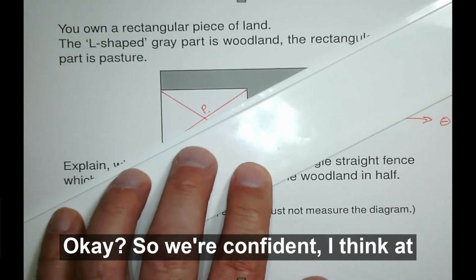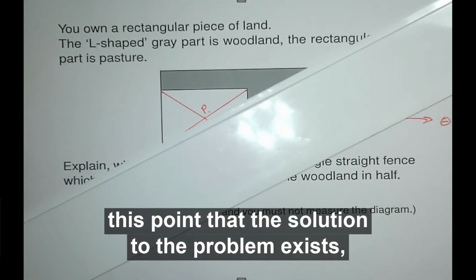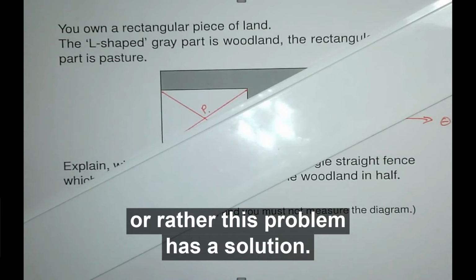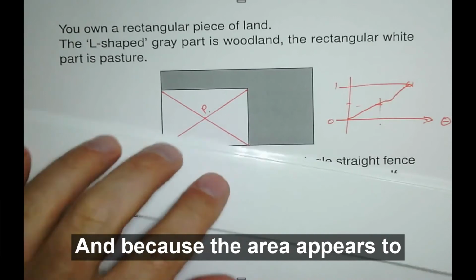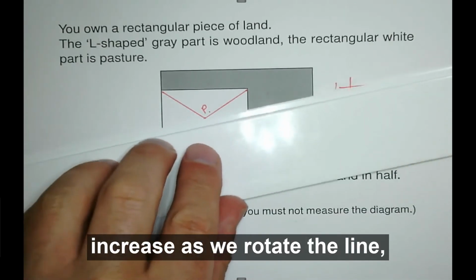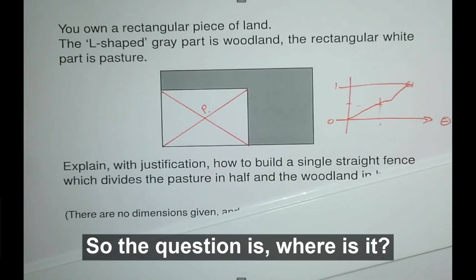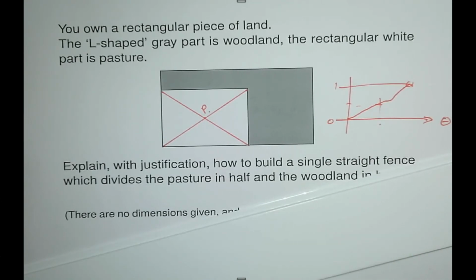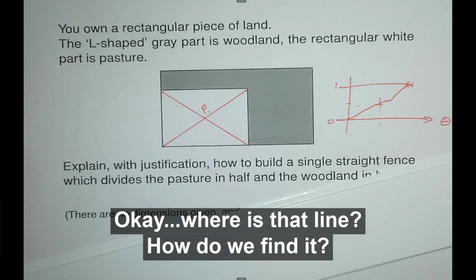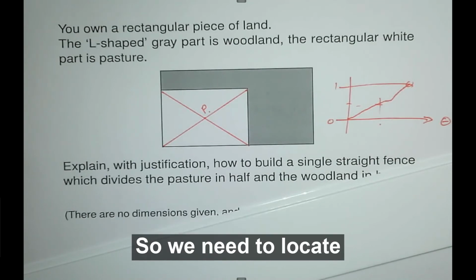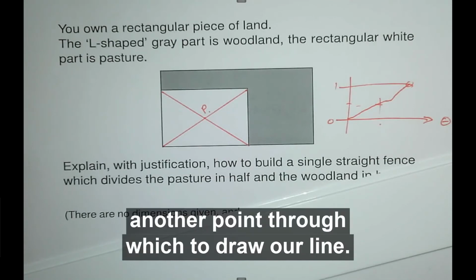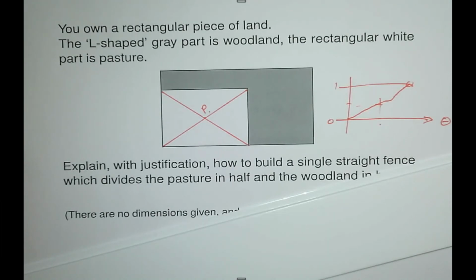Okay, so we're confident, I think, at this point that the solution to the problem exists, or rather this problem has a solution, and because the area appears to increase as we rotate the line, there's going to be one solution. So the question is, where is it? Okay, where is that line and how do we find it? So we need to locate another point through which to draw our line.